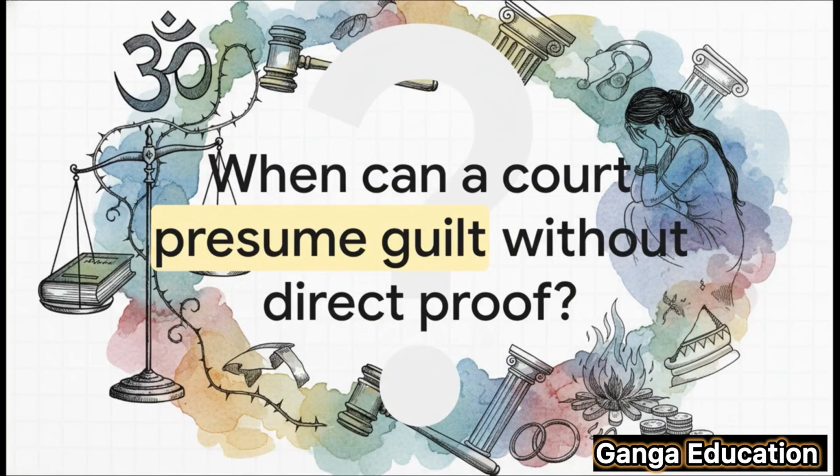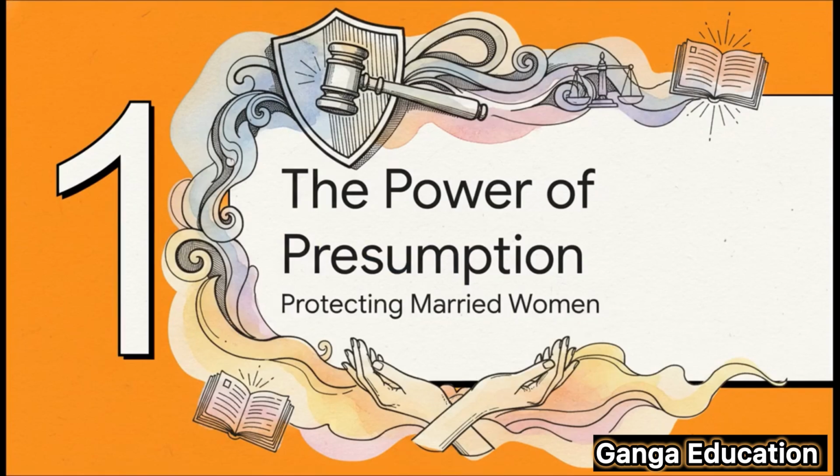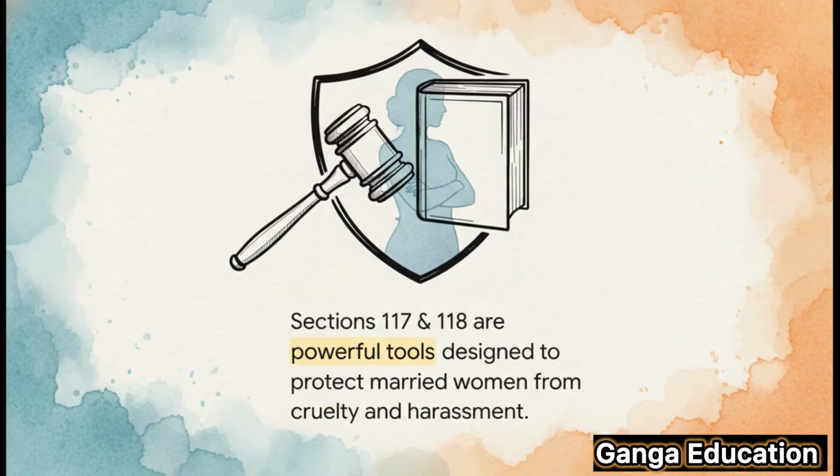So let's kick things off with a fundamental question, one that every law student thinks about. Under what circumstances can a court actually presume someone is guilty, even when there's no direct, concrete proof? Well, the answer to that lies in a powerful legal concept known as presumptions. Our legal system uses this tool to help find the truth, and it's especially important in very sensitive cases, like those involving cruelty against married women. And that's exactly what Sections 117 and 118 are for.